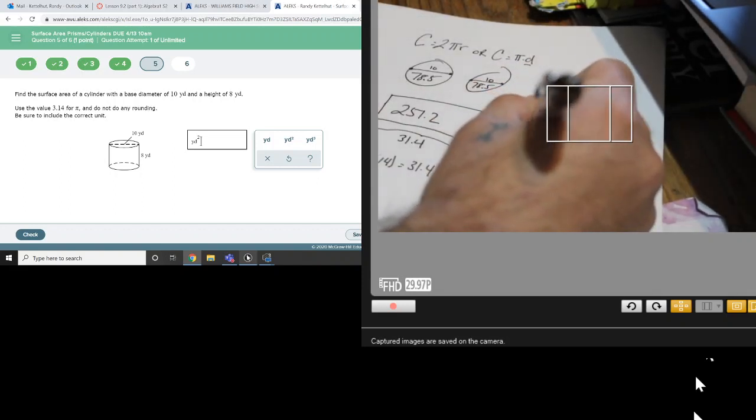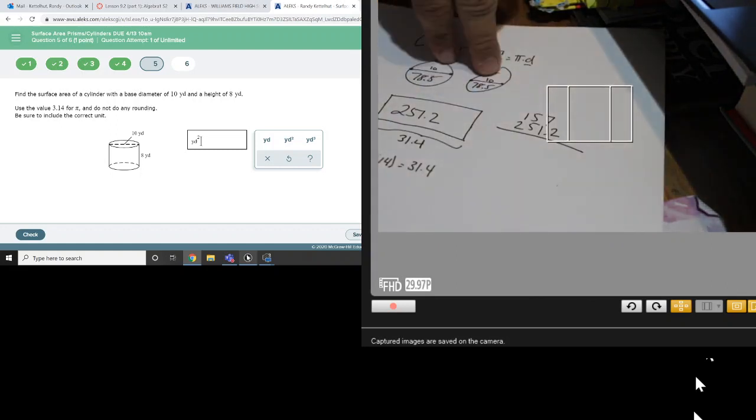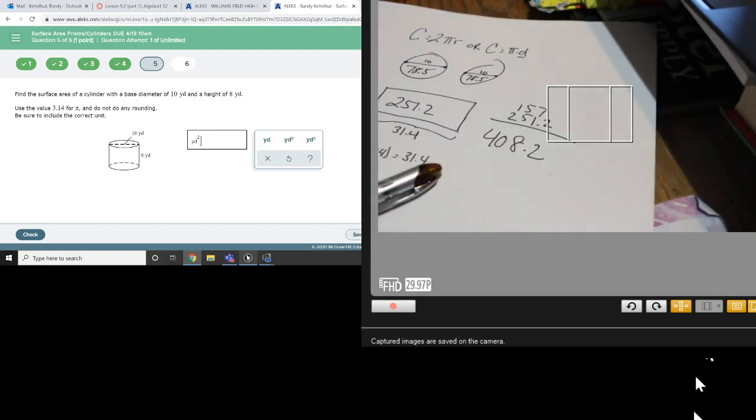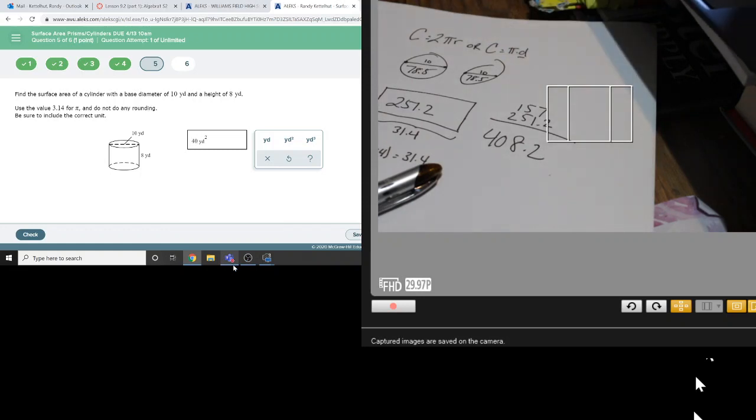So you have 157 plus 251.2. The 157 comes from the circles added together. So 157 plus 251.2 from the rectangle, and you get 408.2. So let's go ahead and type that in and see if that's right. 408.2. We already put units in, but just a reminder, it is squared because it is area.